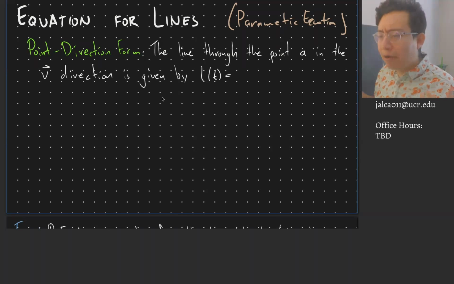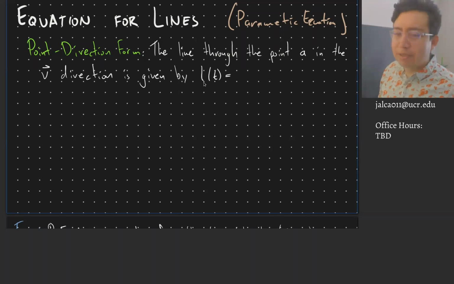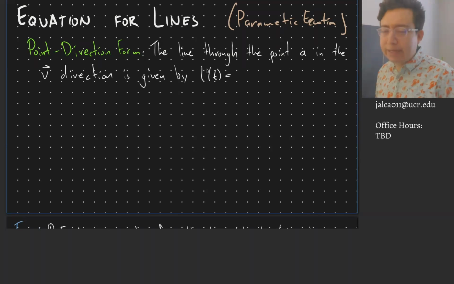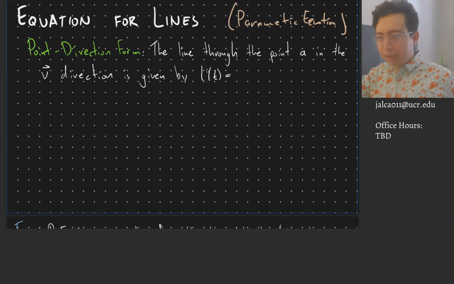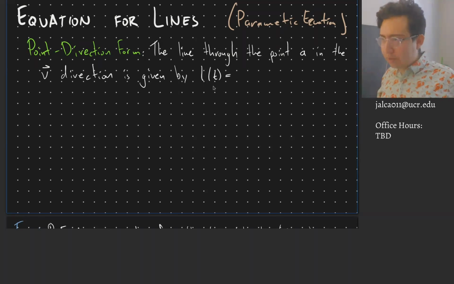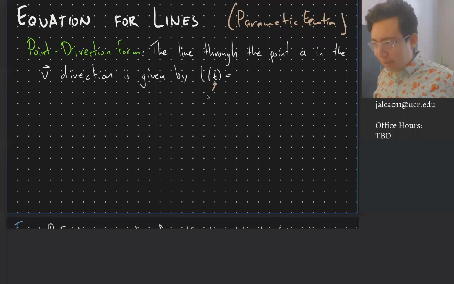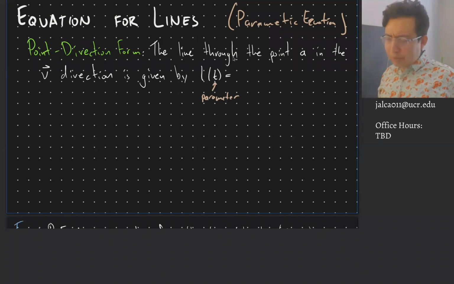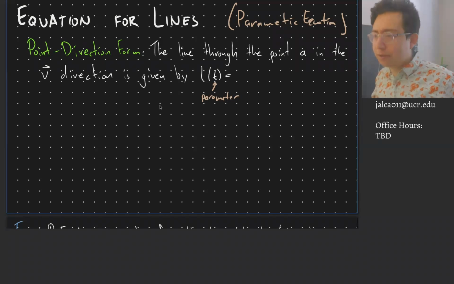But this is going to be a parametric equation, which means, as you can see here, the start is L of t, right? L is just the name for our line, and t is what we call a parameter, because it's this extra variable that's hanging around that's not x, y, or z. So t is a parameter. That's why these are called parametric equations.